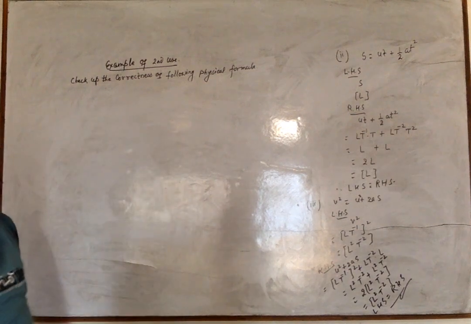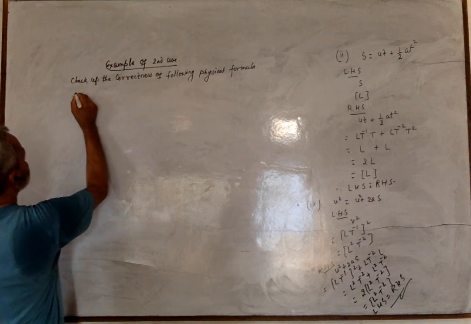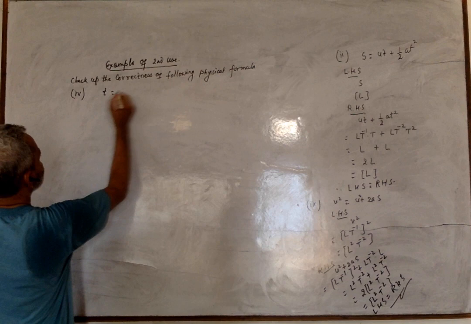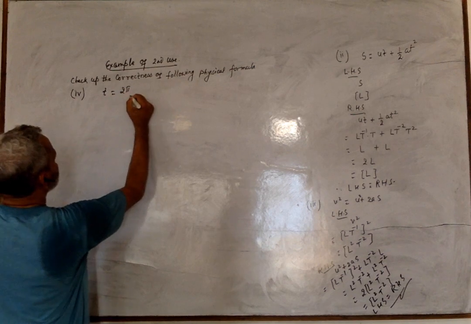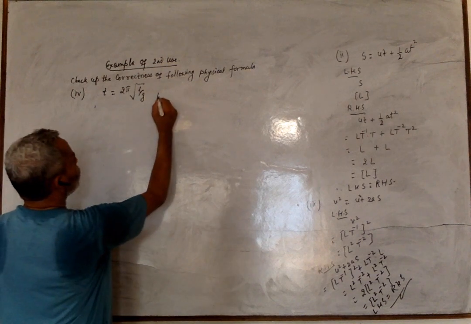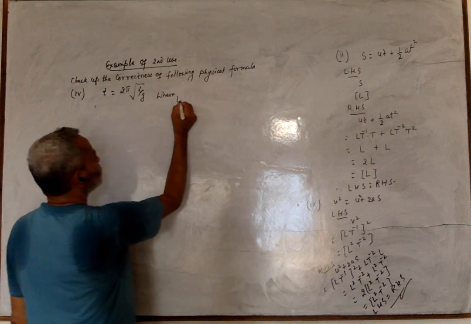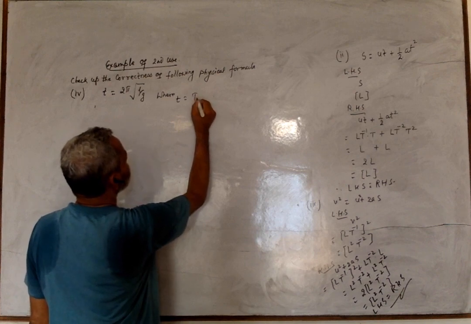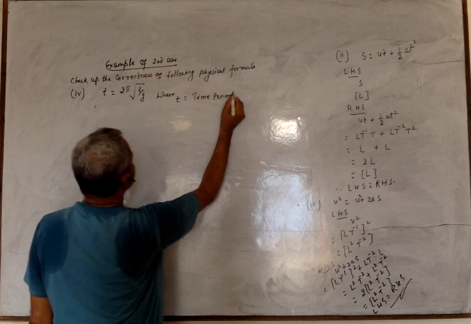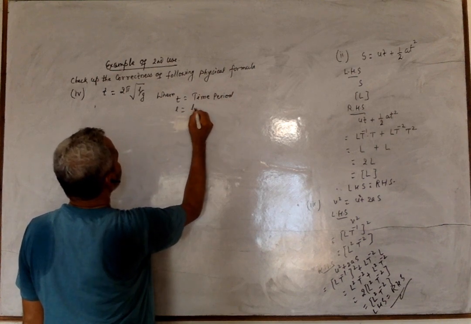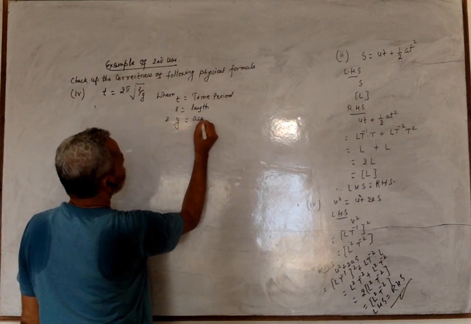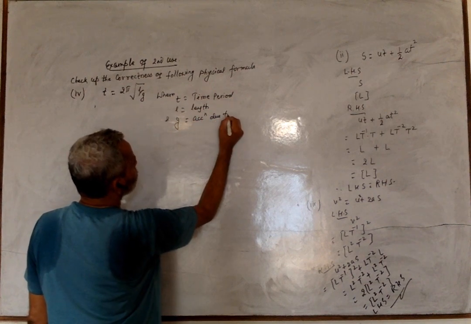T equal to 2 pi root under L by G, where T is time period, L is length, and G is acceleration due to gravity.